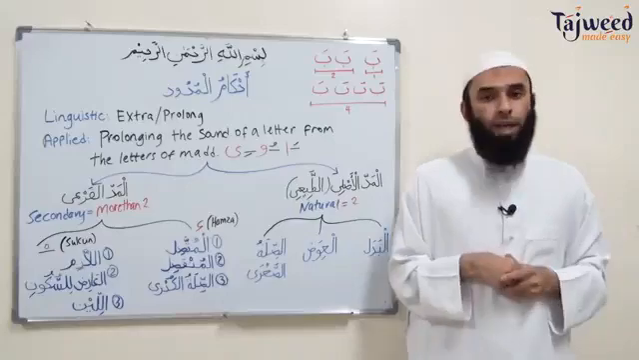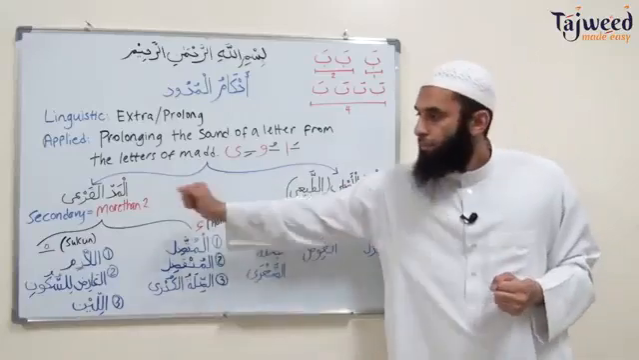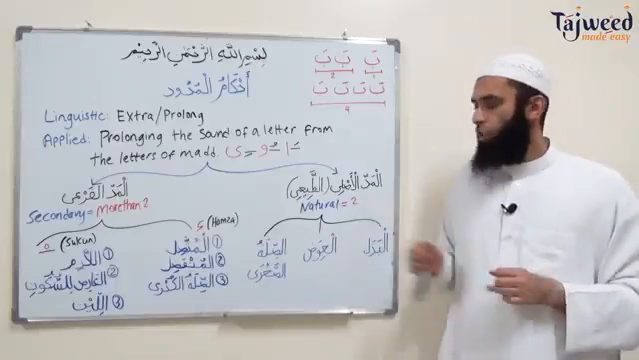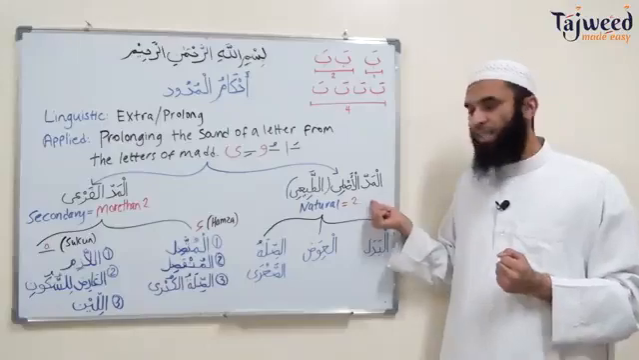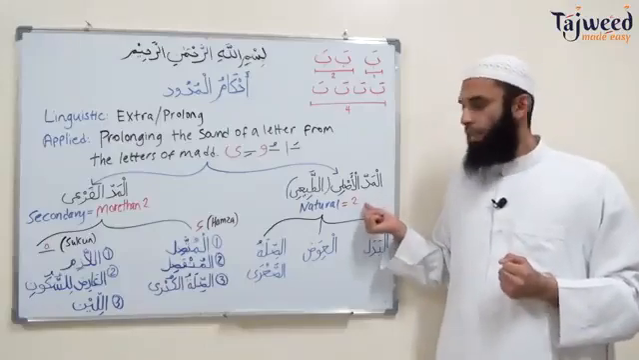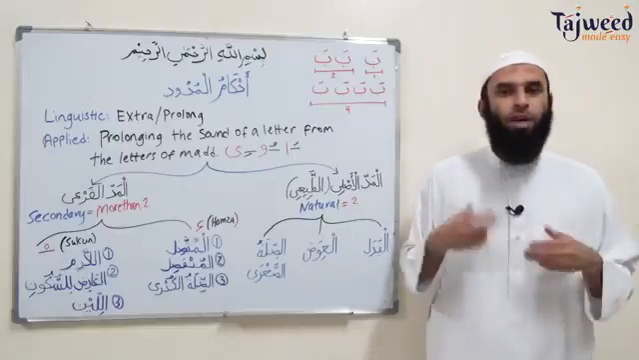Now, mad is of 2 types. Number 1, mad al-asli or tabi'i, and number 2, mad al-far'i. Mad al-asli just means the natural mad, which has 2 counts. Mad al-tabi'i is a type of mad itself, but underneath it, there are 3 other mads which have 2 counts.